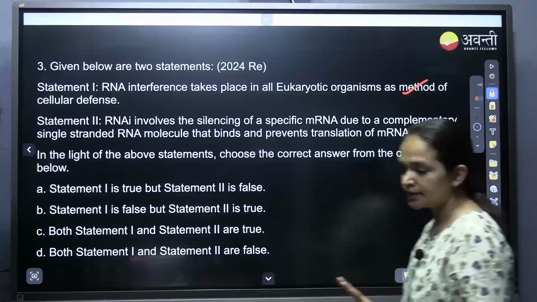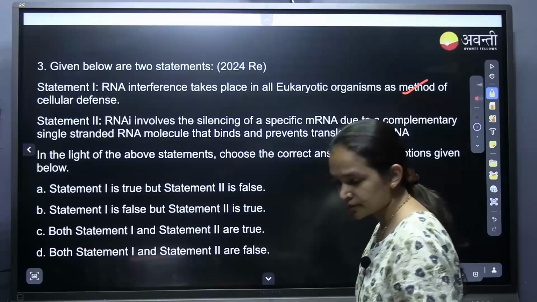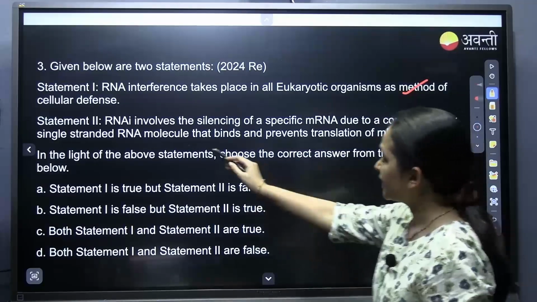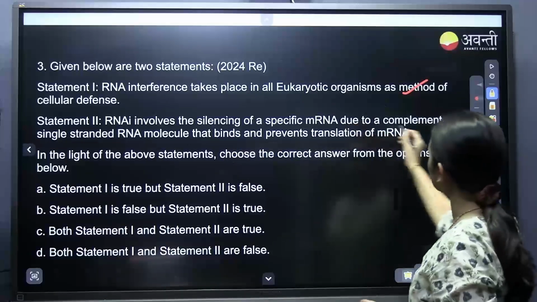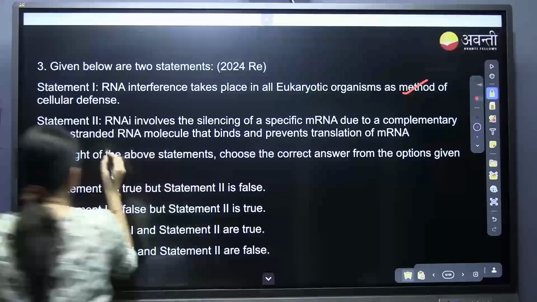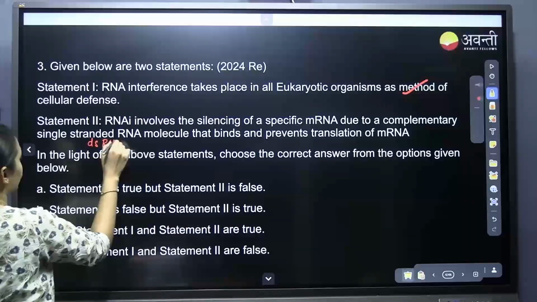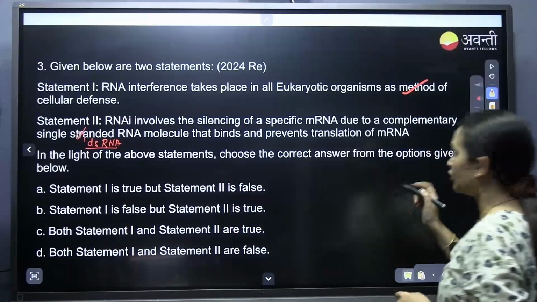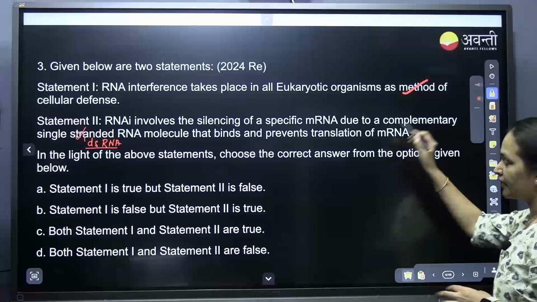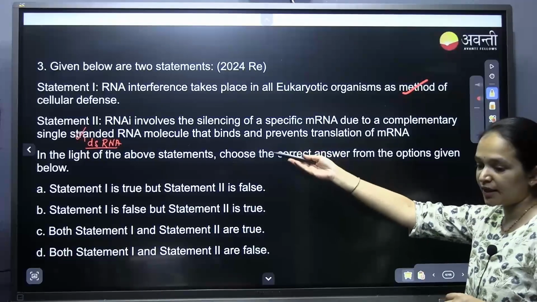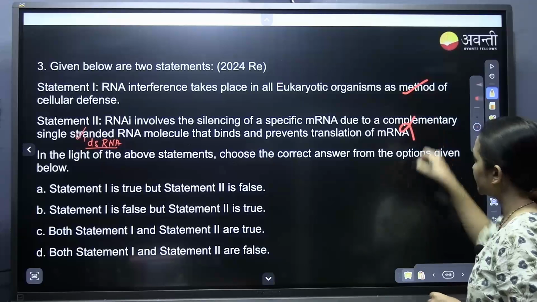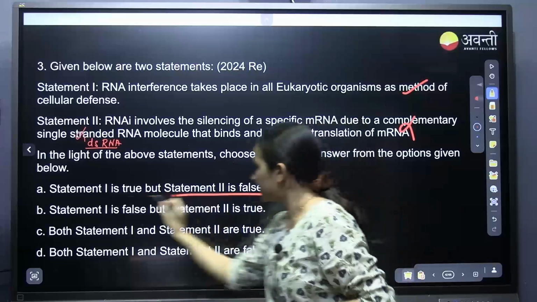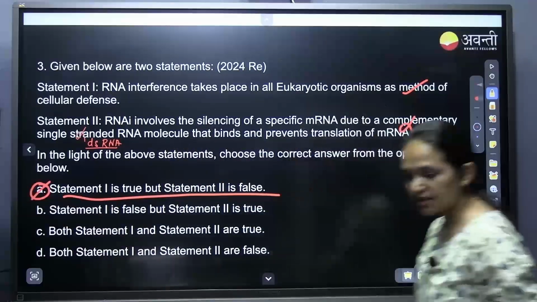Is statement 2 correct? See, RNA interference involves silencing of specific mRNA due to complementary double-stranded RNA, not single-stranded. So this is wrong. That binds and prevents the translation of mRNA. Everything is correct, but it is not single-stranded RNA, it is double-stranded RNA, which makes this statement wrong. So 1 is true, 2 is false. A is the correct answer. Understood?